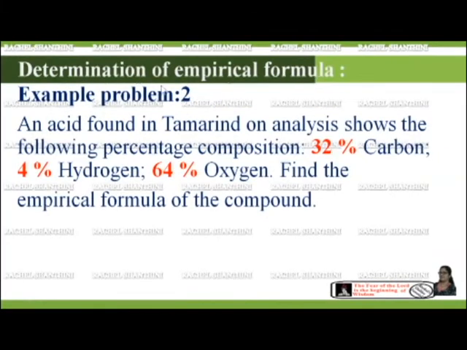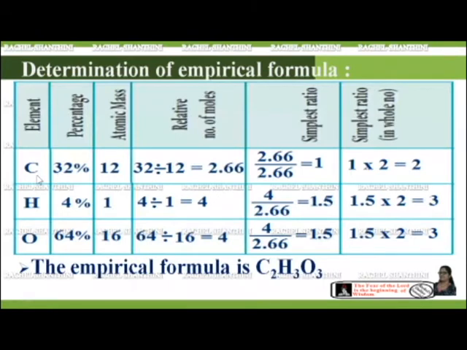Determination of empirical formula. Let us see another example problem, problem number 2. An acid found in tamarind on analysis shows the following percentage composition: 32% carbon, 4% hydrogen and 64% oxygen. Find the empirical formula of the compound. The elements present in this compound are carbon, hydrogen, and oxygen. They have given the mass percentage.